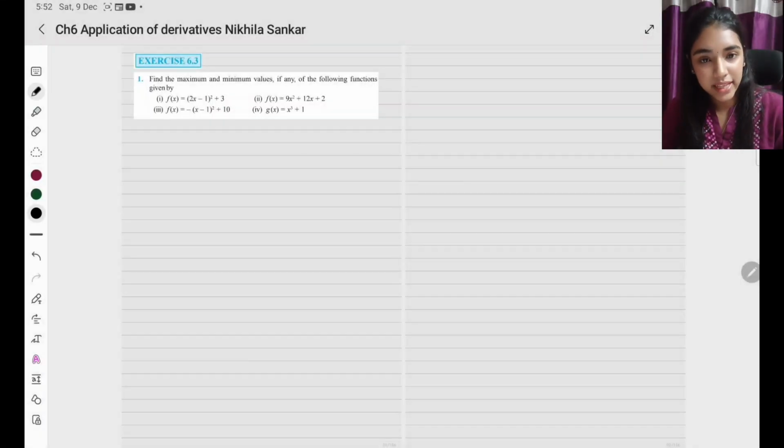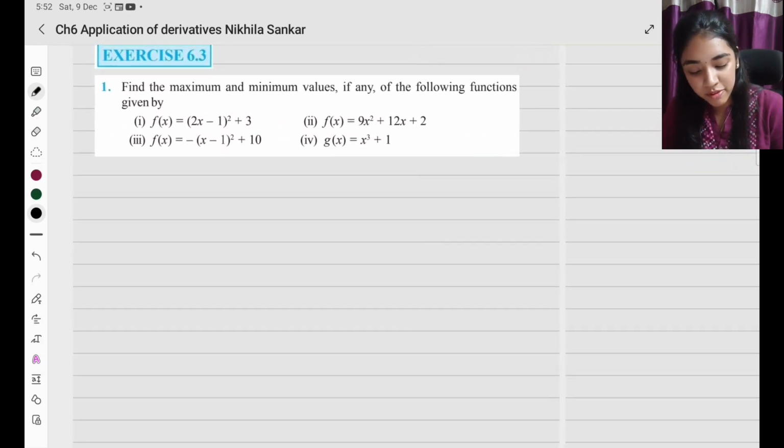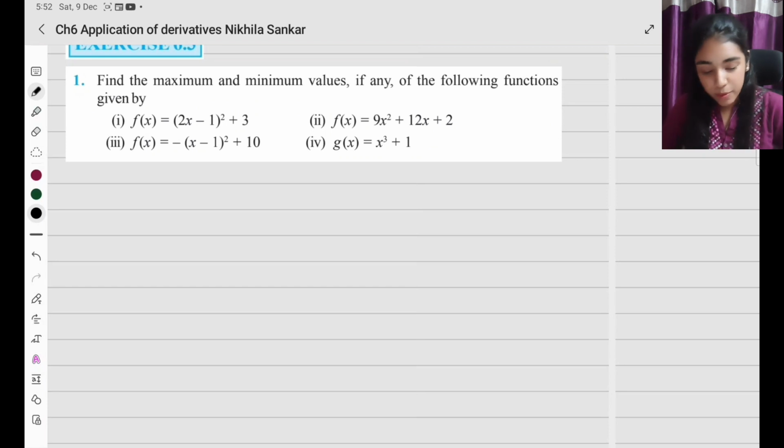Moving on to the next exercise, 6.3. Find the maximum and minimum values, if any. Okay, so இப்போ maximum minimum value, previous videosல examples பாருங்க, அதை பார்த்தா உங்களுக்கு இன்னும் better understanding இருக்கும். But I'll revise what to do here. So என்னென்ன steps எல்லாம் பண்ண போறோம்?